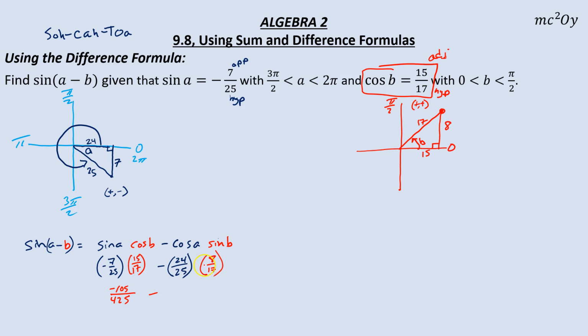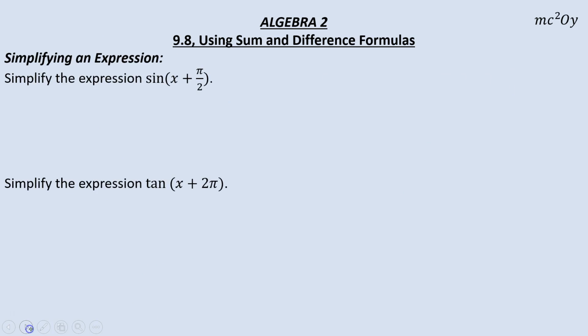And then minus 24 times 8 is 192 over 425. Okay, so I got equals, equals, and equals. That's going to give me negative 297 over 425. All right, there we got it. All right, let's go ahead and move on to another one here.